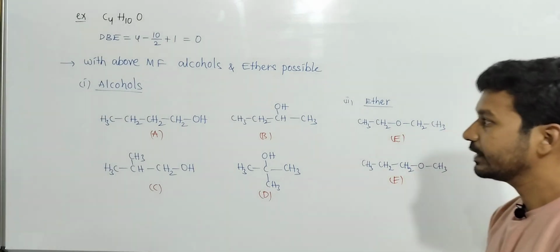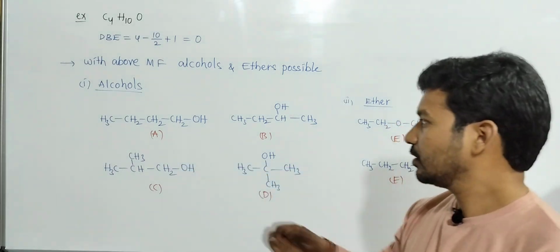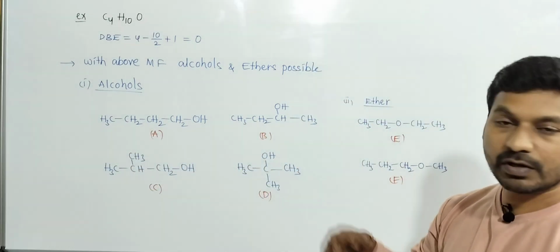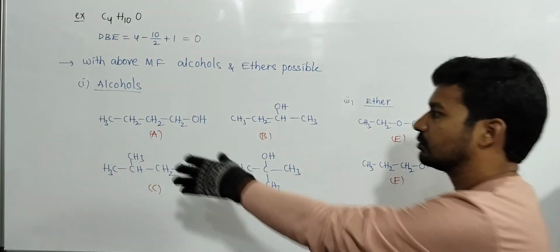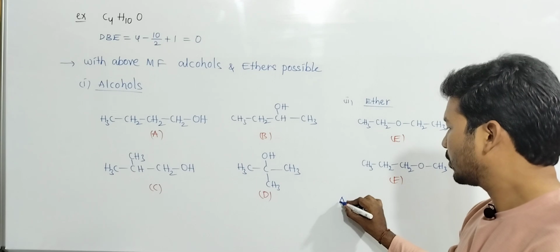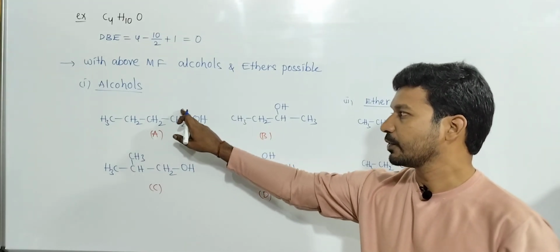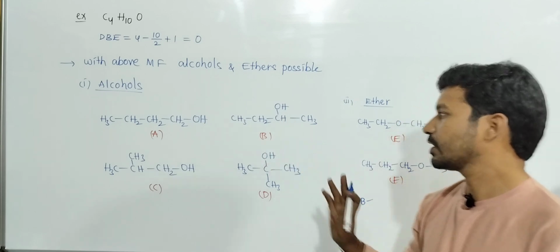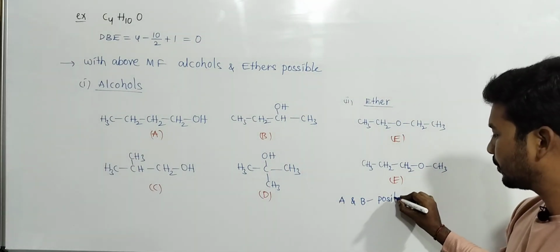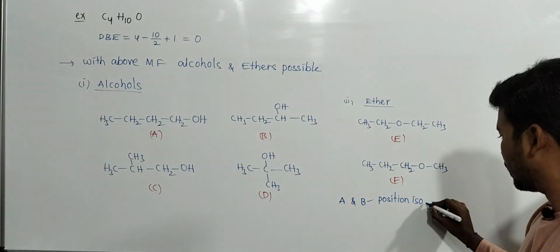Here, what are A and B? In A and B, the carbon chain length is the same, 1, 2, 3, 4 carbon atoms. So the parent chain length and arrangement are the same. A and B differ in the position of the functional group: first carbon in one, second carbon in the other. So A and B are position isomers.